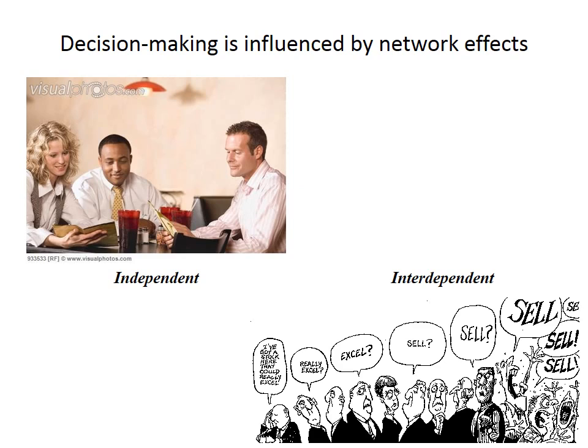This leads to two types of decision making. Absent network effects, decision making is individual. The typical example is the example of friends in a restaurant. Each one looks at the menu and decides on the basis of personal tastes.